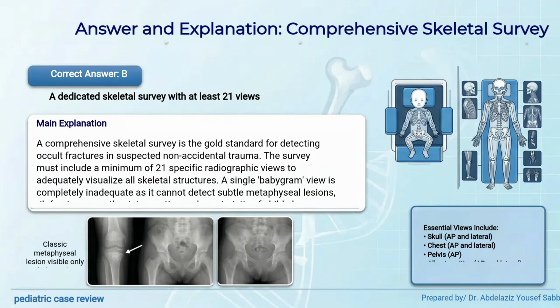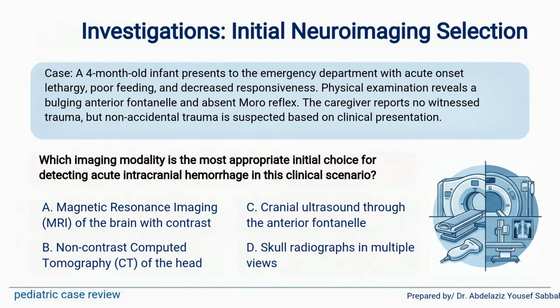A repeat skeletal survey performed 2 weeks after the initial one can reveal additional healing fractures not visible on first imaging. Case 8. A 4-month-old infant presents to the emergency department with acute onset lethargy, poor feeding, and decreased responsiveness. Physical examination reveals a bulging anterior fontanelle and an absent Moro reflex. The caregiver reports no witnessed trauma, but non-accidental trauma is suspected based on clinical presentation.